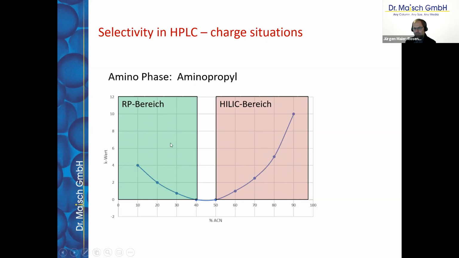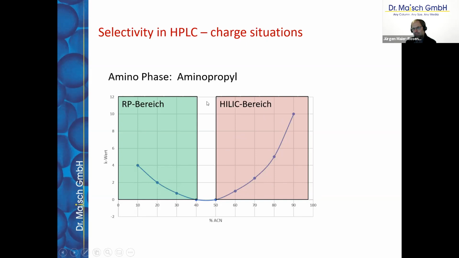So if you are working in the reverse phase area, typically you stop at the range of 40 to 50% of acetonitrile. And for HILIC, it's important you don't go below 50% of acetonitrile. And typically the highest amount is about 95, 97%.